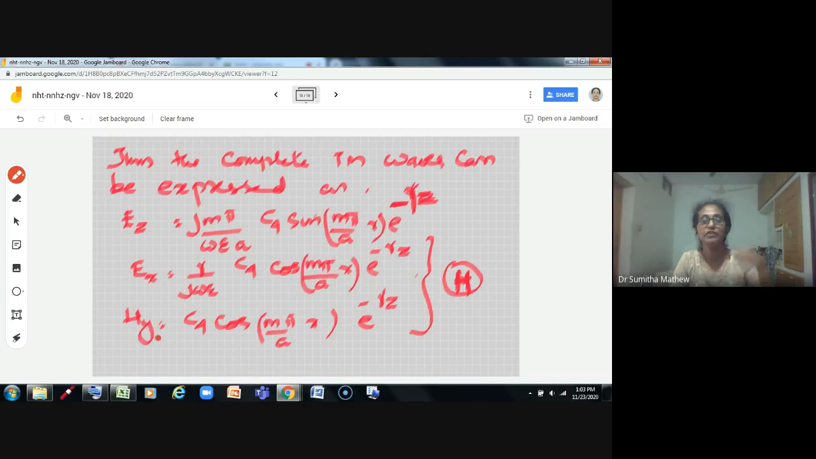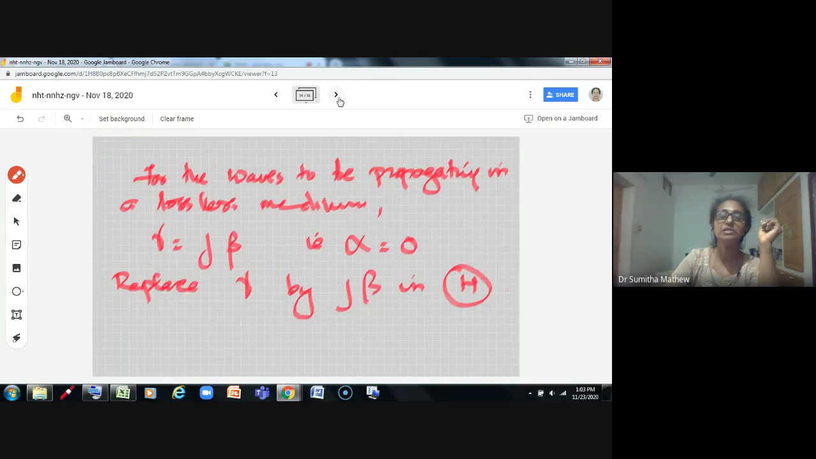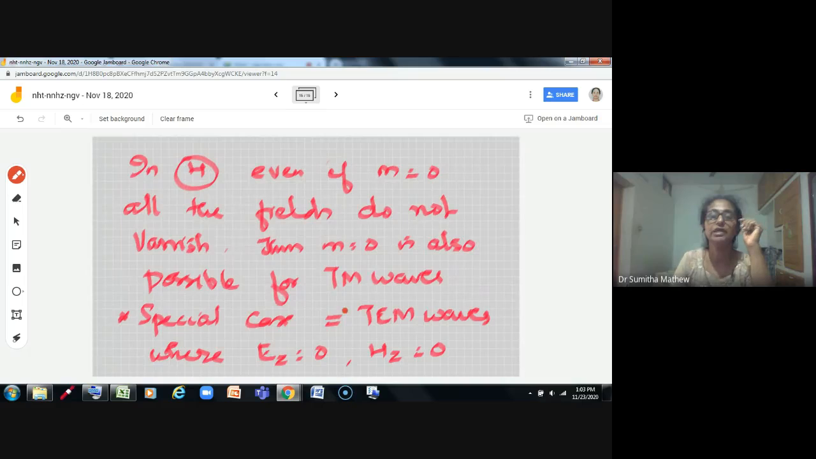That is, for TM waves, you can observe a very important property, that even if the mode where m equal to 0 is chosen, all the three fields do not become 0 simultaneously. Only Ez will become 0. Ex and Hy will still be present. That means electric and magnetic fields are still present. That means m equal to 0 is possible in the case of TM waves, which we treat as a special case known as transverse electromagnetic waves, because here Ez becomes 0 and Hz is already 0 for a TM wave.